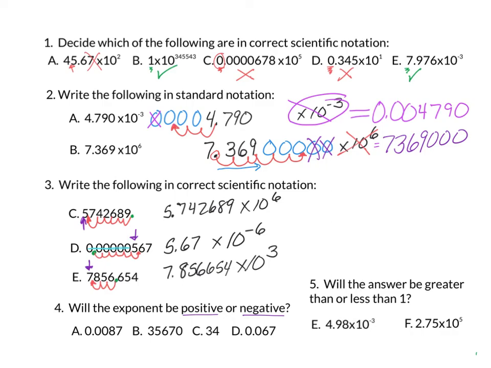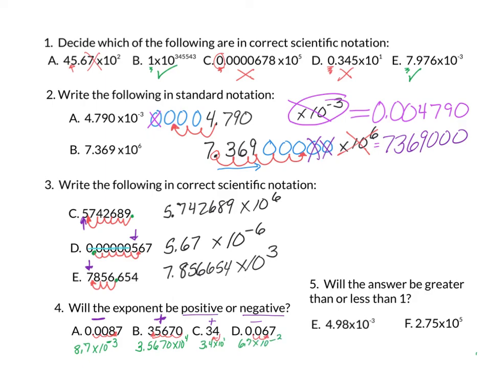Hopefully you can see that in letter A, the exponent will be a negative number because this number is less than 1. Letter B will be a positive exponent because it's greater than 1. Letter C will also be a positive exponent because the number is greater than 1. And letter D will be a negative exponent because the number is less than 1.